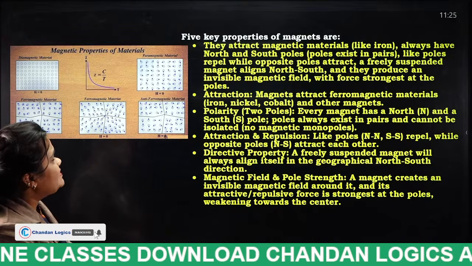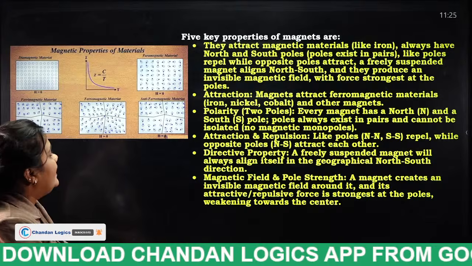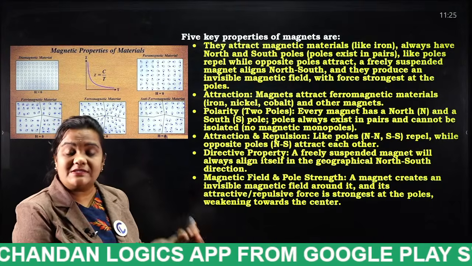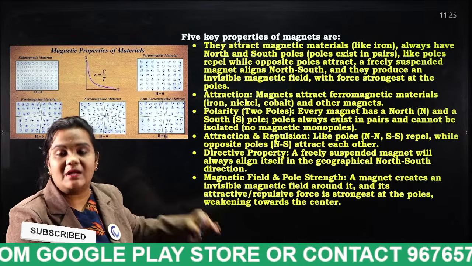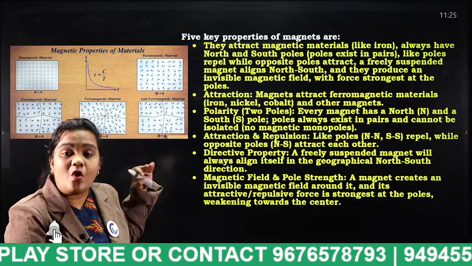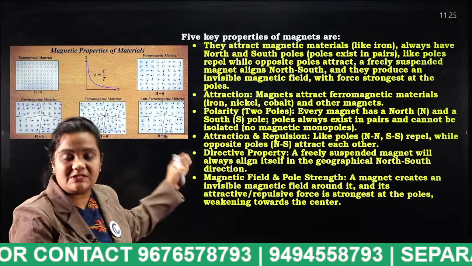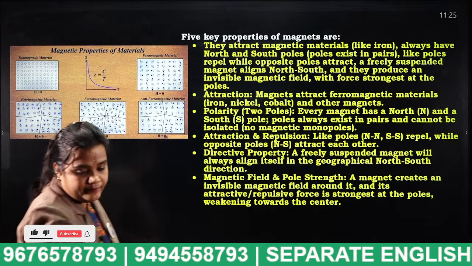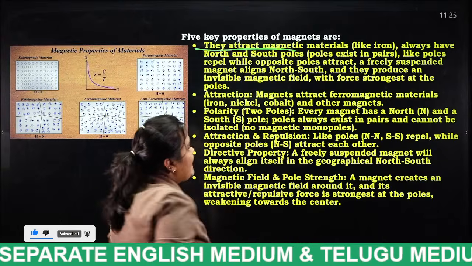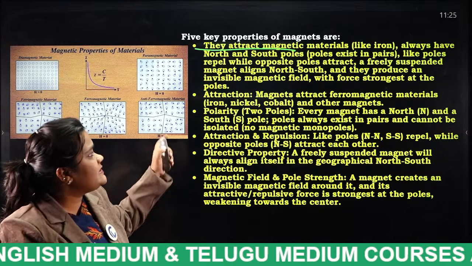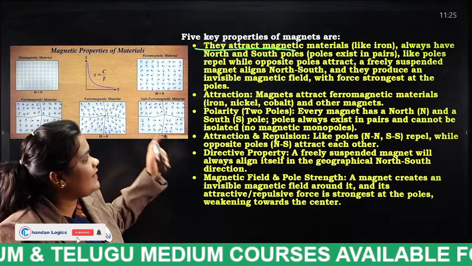Five key properties of magnets. Again, we are going to discuss more properties of magnets. Why? Because in magnetism, in the physics concept, they mostly stress these properties only. Next: they attract magnetic materials like iron, always have north and south poles, and like poles repel.